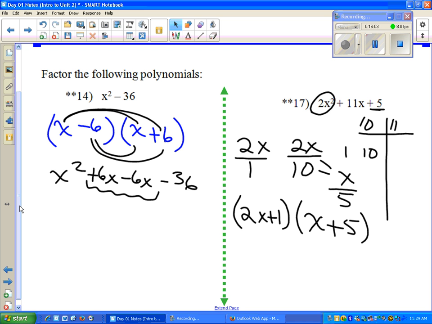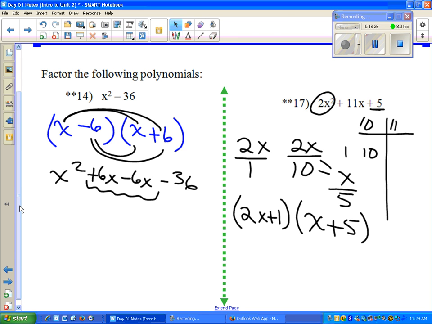If I FOIL this out, will I get 2x squared plus 11x plus 5? Do I need to show that to you? Yes, sir. No.